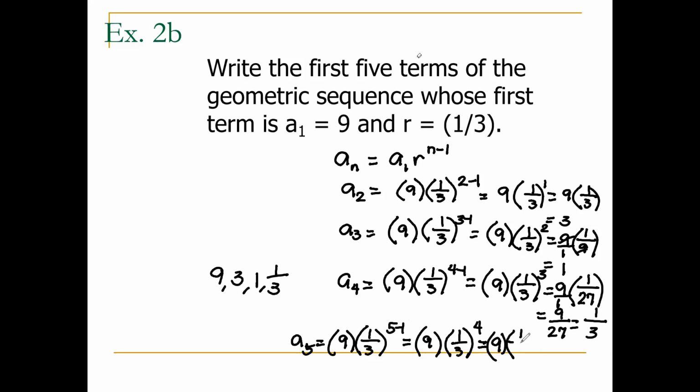1 raised to 4 is 1. 3 raised to 4 means 3 times 3 times 3 times 3, so we're going to multiply 3 by itself 4 times. So we'll have 3 times 3 is 9, times 3 is 27, times 3 is 81. So we will have 9 times 1, 9 over 81. Simplify, their GCF again is 9. 9 divided by 9 is 1, 81 divided by 9 is 9. So therefore, the fifth term is 1/9. So this is our answer: 9, 3, 1, 1/3, and 1/9.